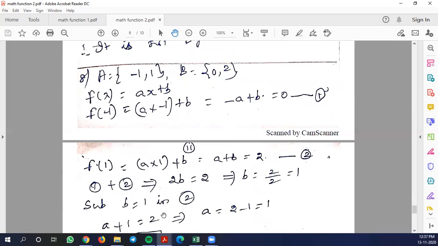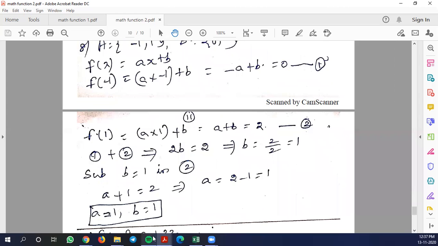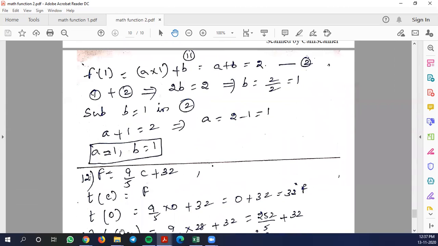Now we substitute b equal to 1 in the second equation. B is 1, so a plus 1 is equal to 2. So a is equal to 2, bringing this plus 1 to the other side, it becomes minus 2 minus 1 is 1. So the answer is a equal to 1 and b equal to 1.